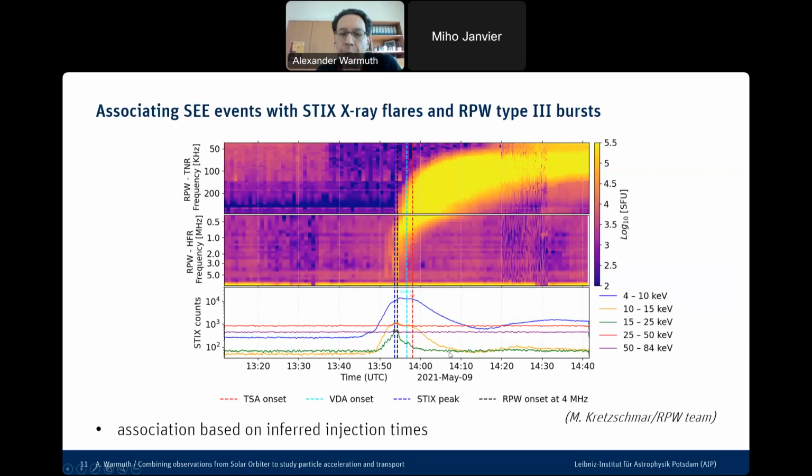And in this case, there's one STIX flare and one type 3 burst, which is very close in time to our inferred injection time. So this is really a textbook example that we would immediately associate both the radio burst and the X-ray flare to this electron event. Of course, there are events where it's not that clear cut, but this is in general the idea.